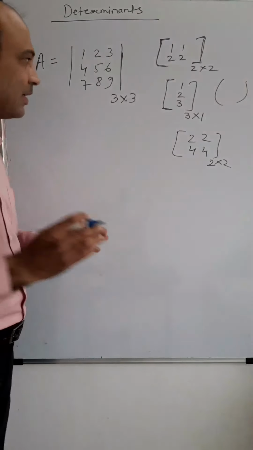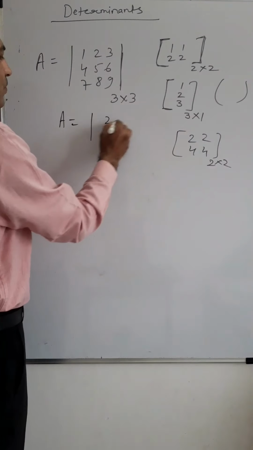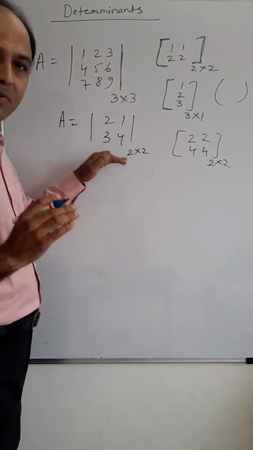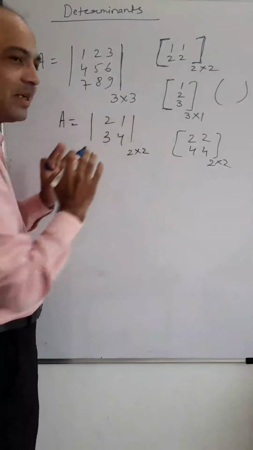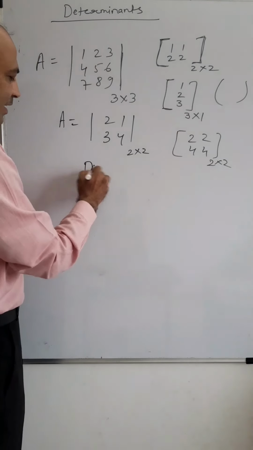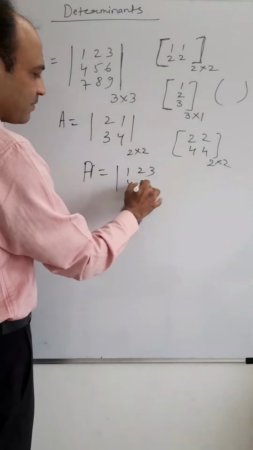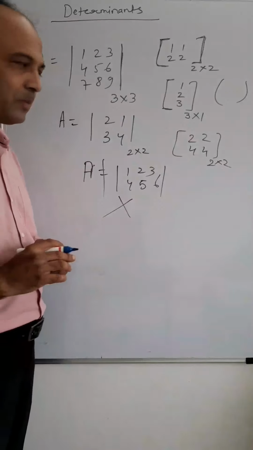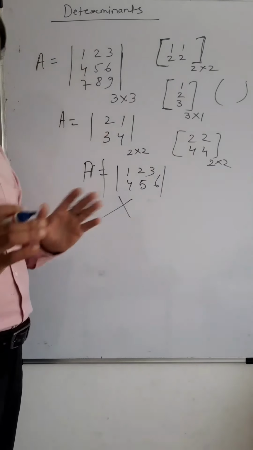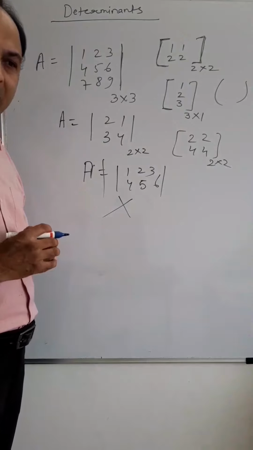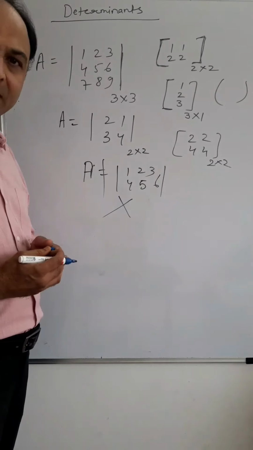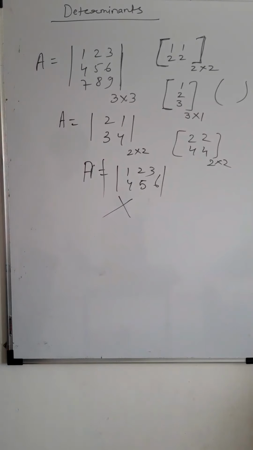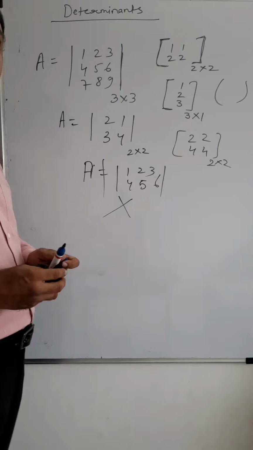So finally, what is the conclusion? A determinant should be a square matrix. Let's say determinant A is 2 1 3 4, so it's 2 cross 2. The order should be the same. A determinant is never like this, 1 2 3 4 5 6, this is not a determinant because it is not a square matrix. Clear? Now we know a determinant is an arrangement of numbers, it is a square matrix and it has a value, meaning we can expand it.